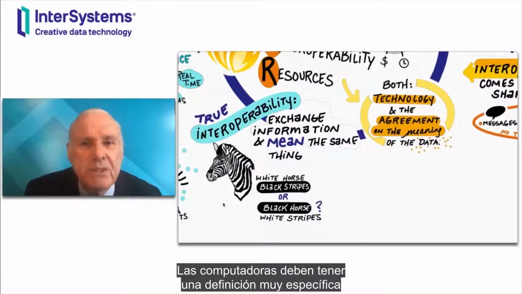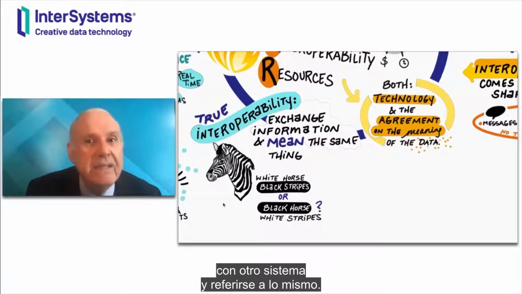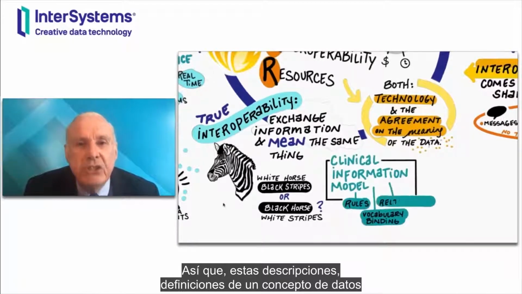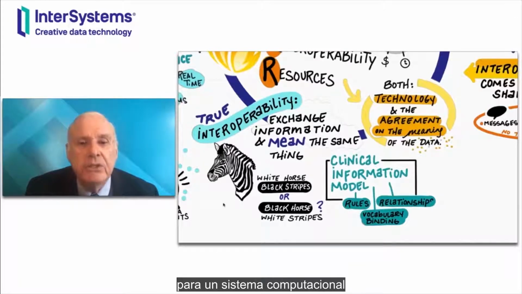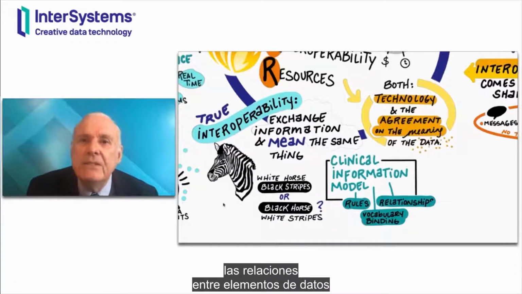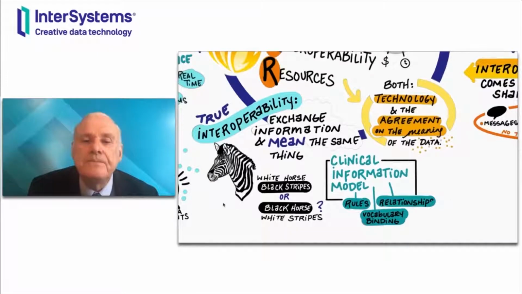Computers have to have a very specific definition of a data concept to exchange that concept with another system and mean the same thing. So those descriptions, definitions of a data concept for a computer system are called clinical information models. They are all the rules that apply to that data concept, the relationships between data elements in that data concept, and the vocabulary or terminology bindings that are needed to describe that data concept.